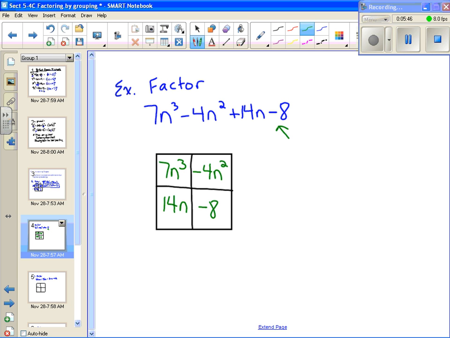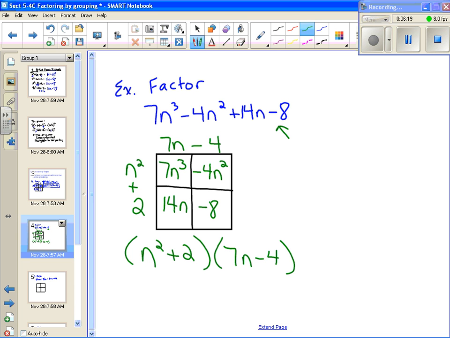Now I can factor out just an n squared here, which makes this 7n. And it's going to make this a minus 4, because negative 4 times n squared is negative 4n squared. 7n times, this is going to have to be a 2 in order to make that a 14n, and it would have to be positive. And I check the last box, negative 4 times 2 is negative 8, so that works. So our factors are n squared plus 2 and 7n minus 4. And now that one's done.